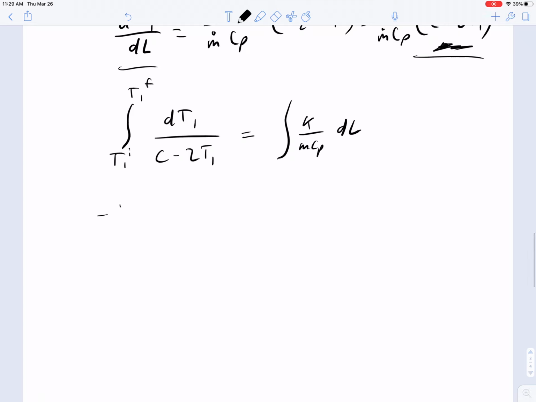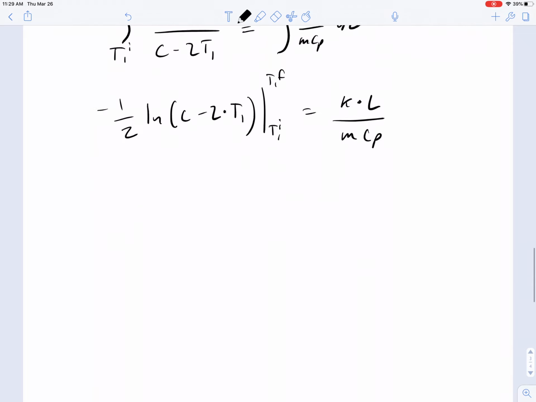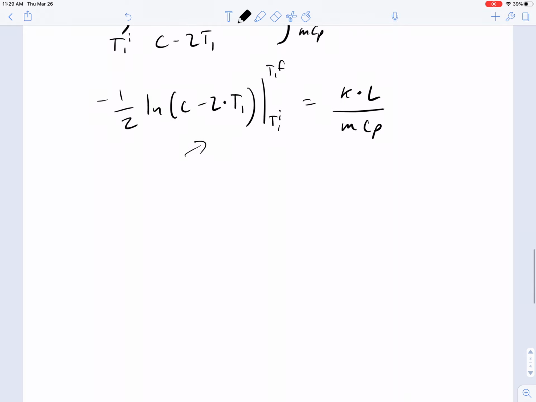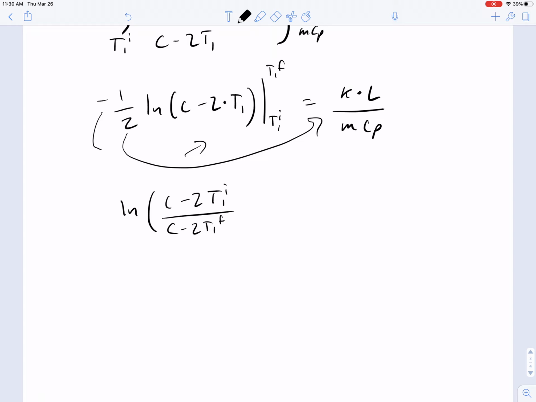So we have to do reverse chain rule. The integral of this is minus 1/2 of the natural log of C minus 2 times T1, evaluated at T1 initial and T1 final, and this equals k times L over m cp. So with T1 initial and T1 final, we're able to use the law of logs, and this now equals ln. Move the minus 1/2, move the 2 to the other side, use the law of logs to rearrange this. We're going to end up with C minus 2 T1I on top, and then C minus 2 T1F in the denominator of that logarithm, which equals 2 times k times L over m dot Cp.